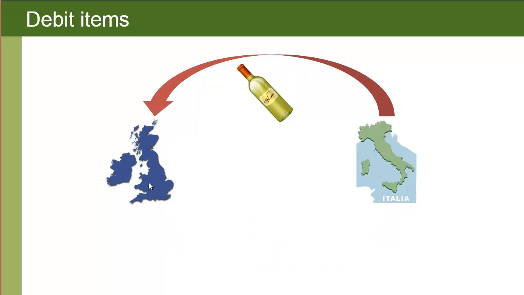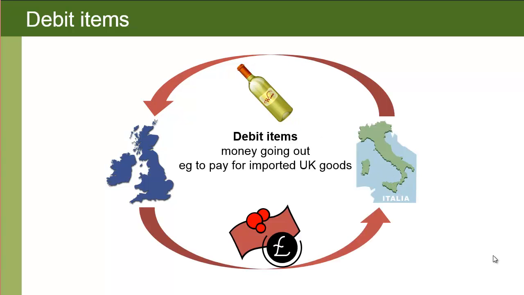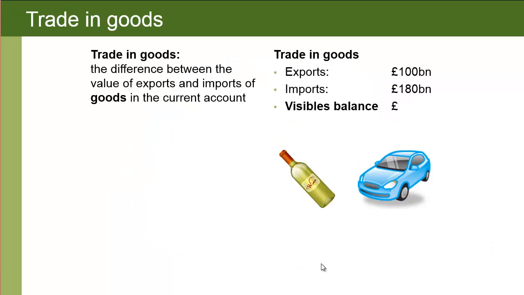But we're also going to import products from Italy. So when we buy, one of the things that gets recorded in the balance of payments is our trade in goods. So what's going on here? We exported £100 billion worth of, say, cars. We've imported £180 billion worth of, say, wine. So what's the balance between the two? The visibles, referring to trade in goods. Well, it's minus £80 billion.